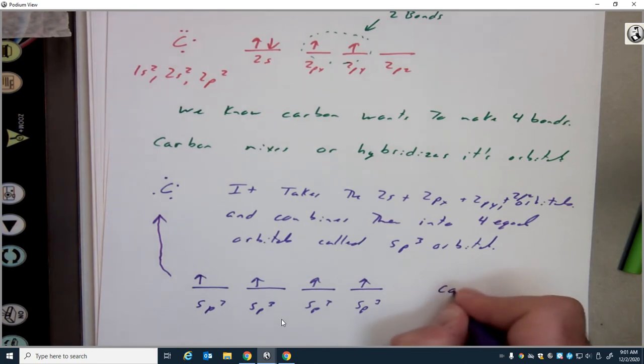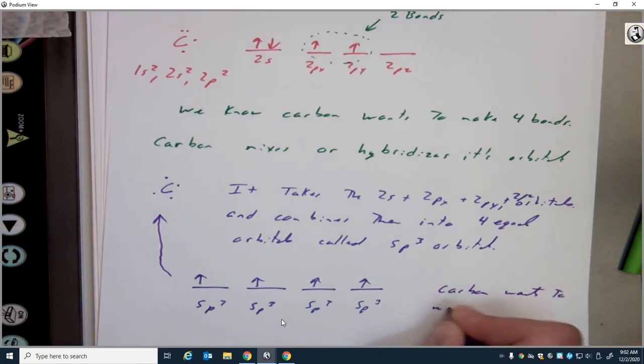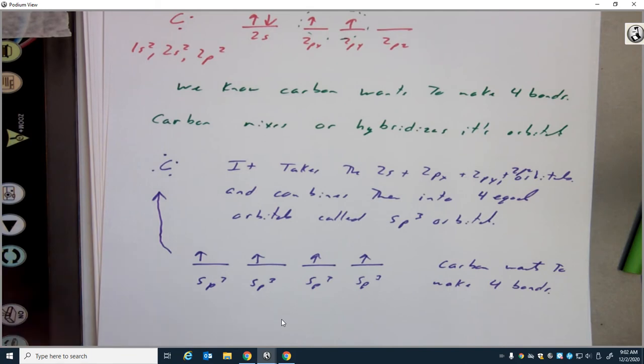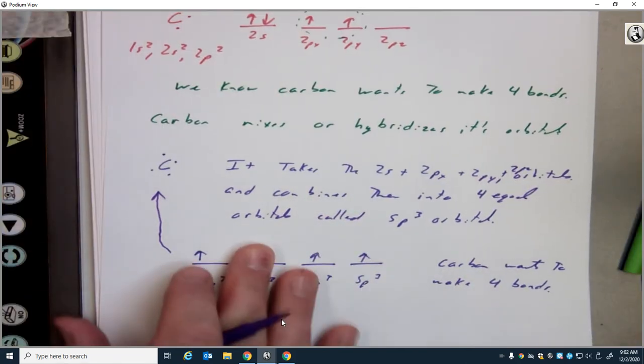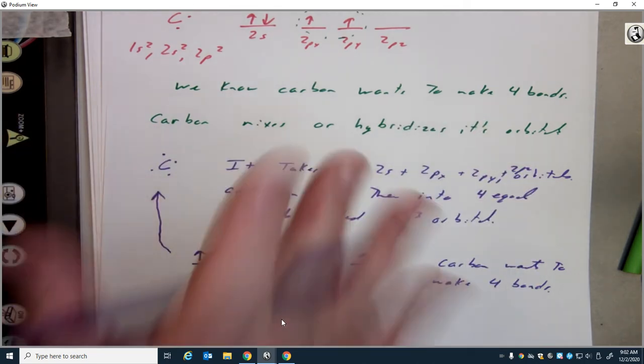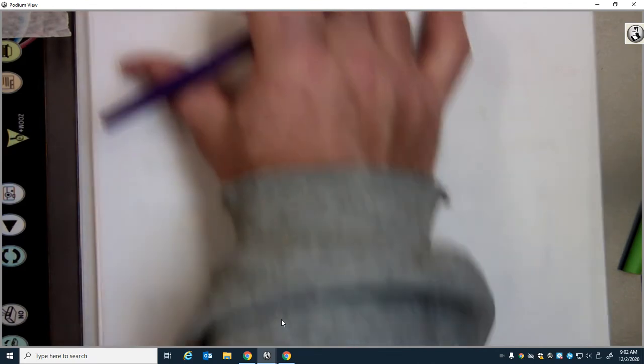And now carbon wants to make 4 bonds. So this is what hybridization is all about. It gives us the reason why this is happening. Okay? So now what we're going to do is go through these 3 main types of hybridization. So let's start with sp hybridization.